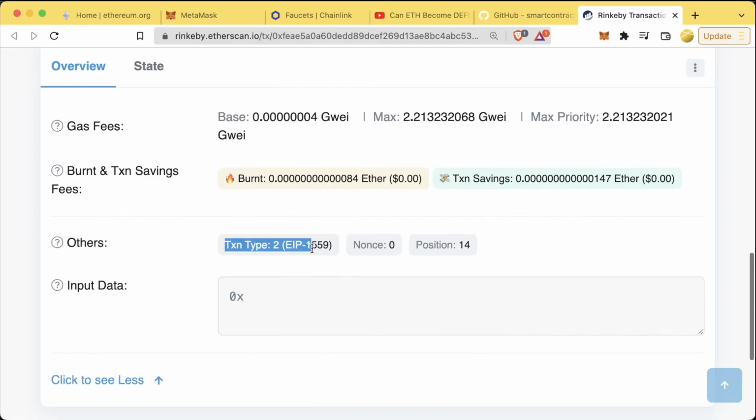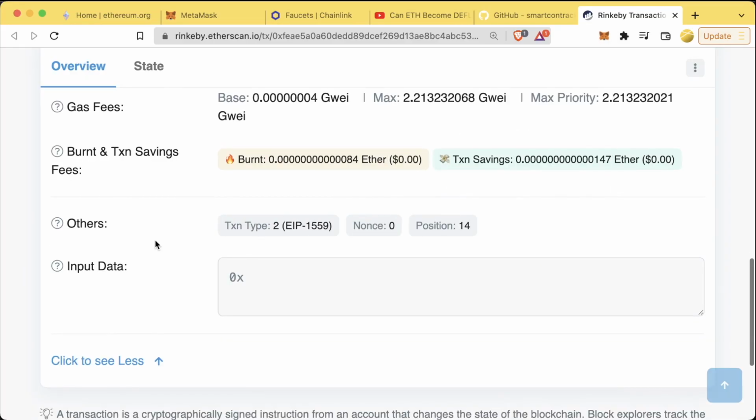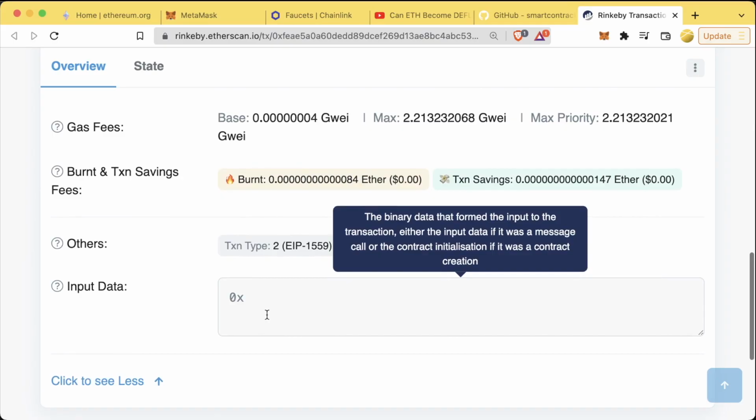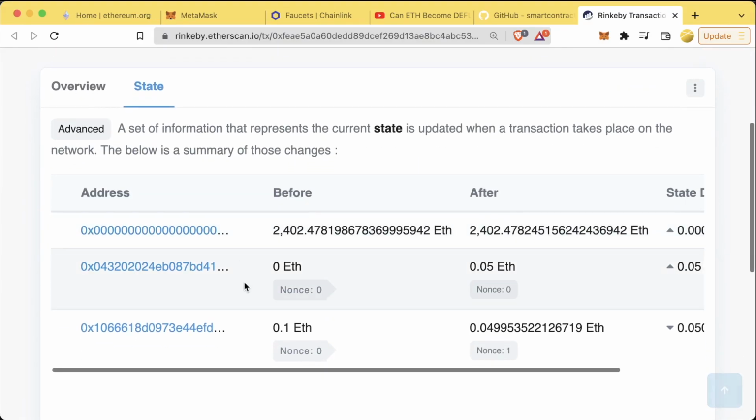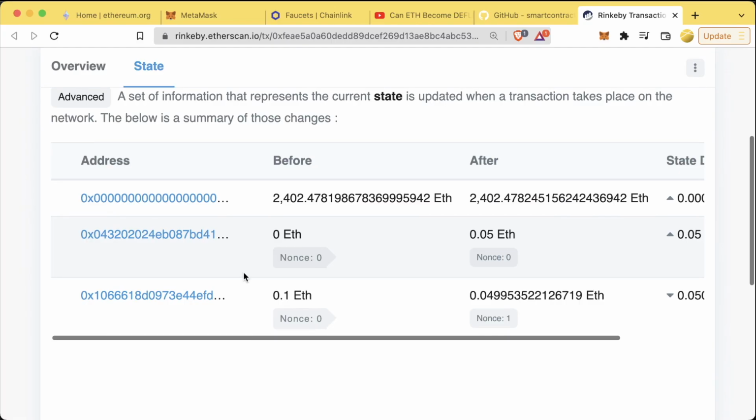We can also see that this was an EIP 1559 transaction. We can see our nonce here, which was nonce 0 because the transaction that I'm showing is our first nonce. And then of course, we can see the input data. For transactions that are just sending Ethereum, the input data is going to be blank. But you'll see that when we get to smart contracts, the input data is not going to be blank, and it's going to be one of the most important features of these transactions. You'll also notice that there's a state tab. This is an advanced tab, and it shows the different states that are changed based off of this transaction. We're going to ignore this one for now.